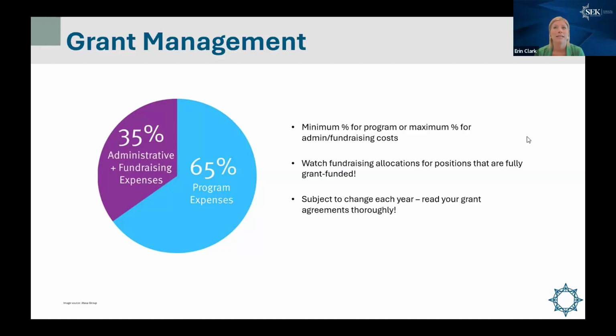So again, it's very easy, I think, to default to "this is how we've always done it, and this is just the nature of our operations." But make sure that you are reading your grant agreements thoroughly and ensuring that you're only allocating eligible costs, whether they are federal, state, local, or foundation grants. Make sure you have an understanding of that.